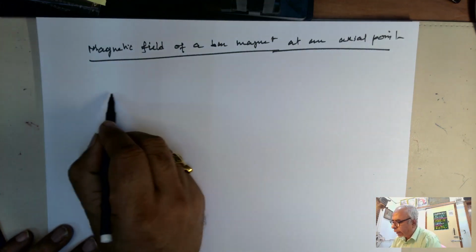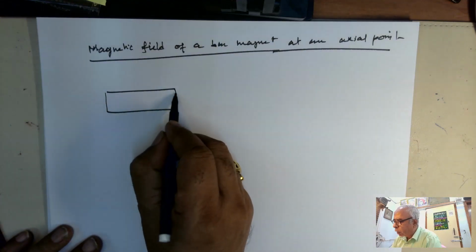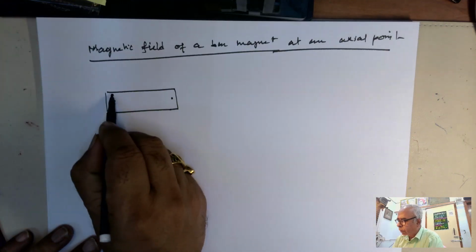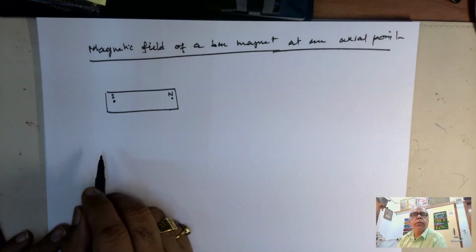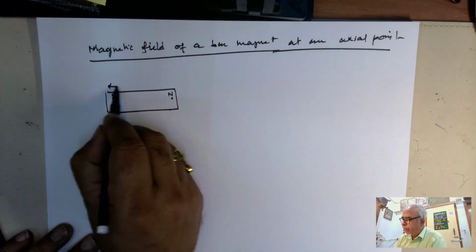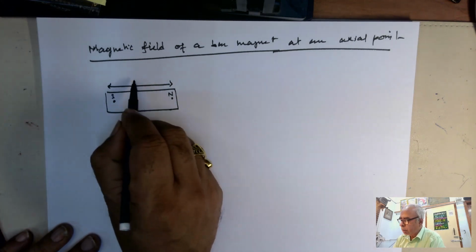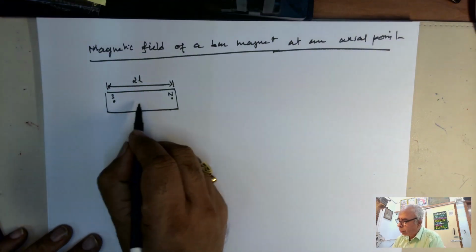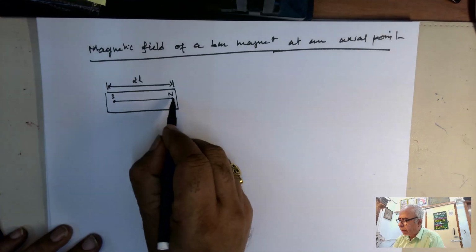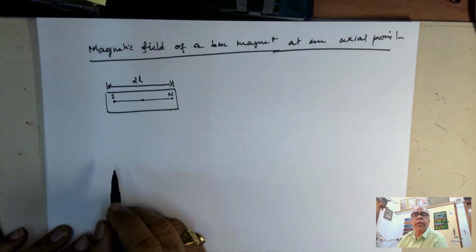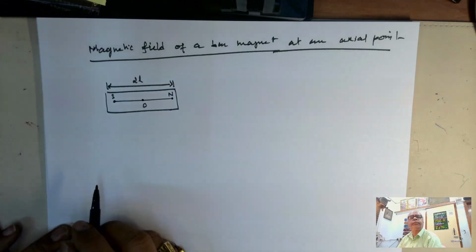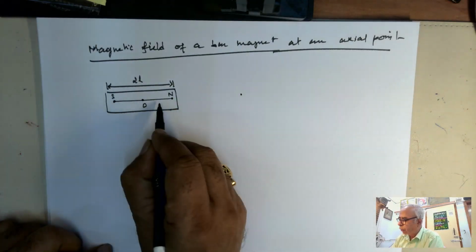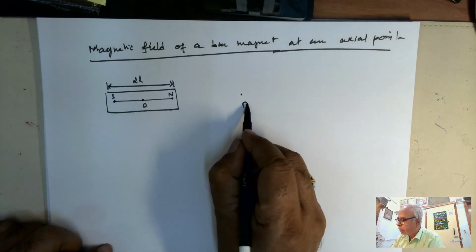Let us consider a bar magnet with the north and south poles. The distance between the poles is 2L. This is the magnetic axis and this is the center O. Now, there is a point of influence by the magnetic field, that is P.